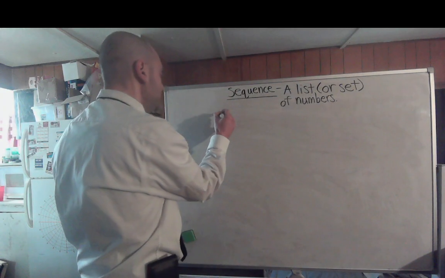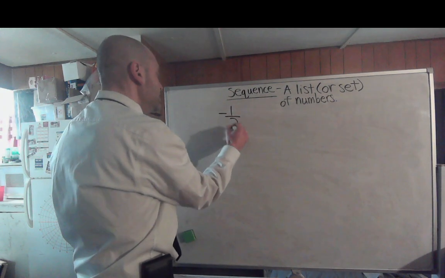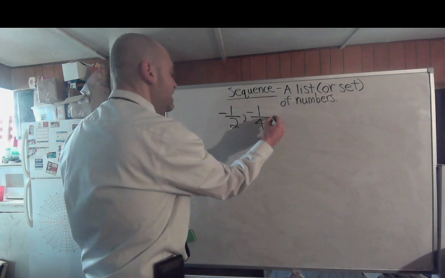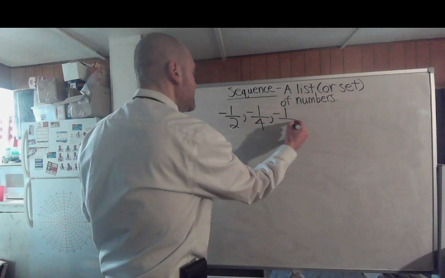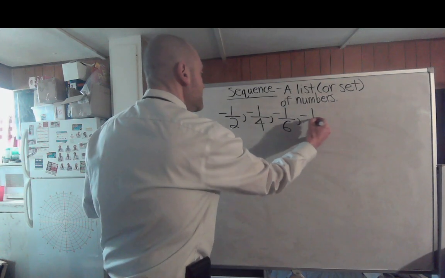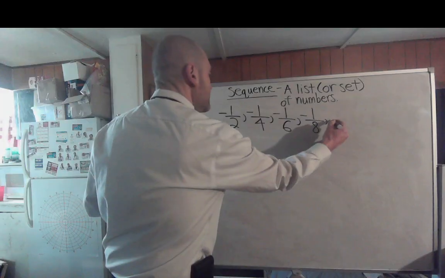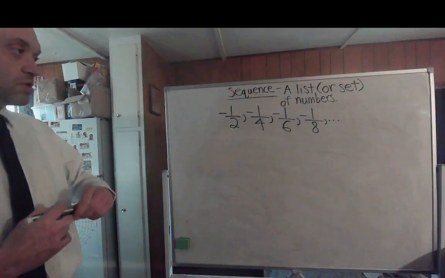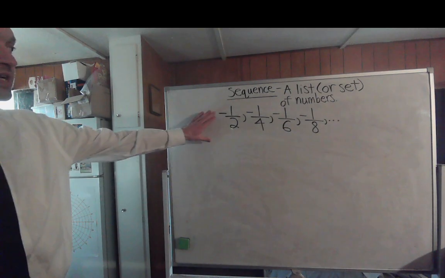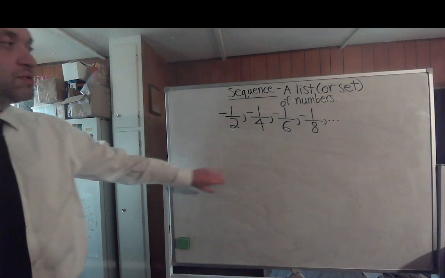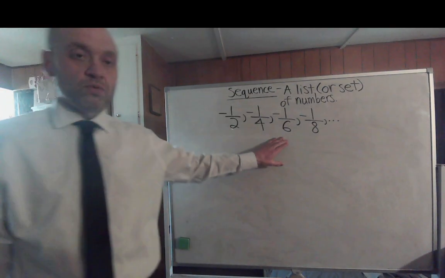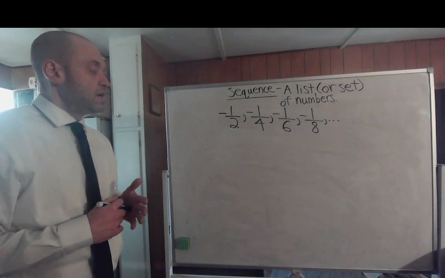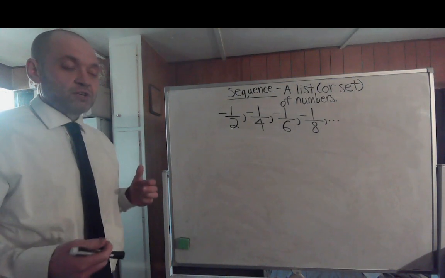Alright, this one's not so bad. Negative 1/4, negative 1/2, negative 1/4, negative 1/6, negative 1/8, and so on. Okay, so 4 terms of a sequence are given: negative 1/2, negative 1/4, negative 1/6, negative 1/8. What would probably be the next term of the sequence?